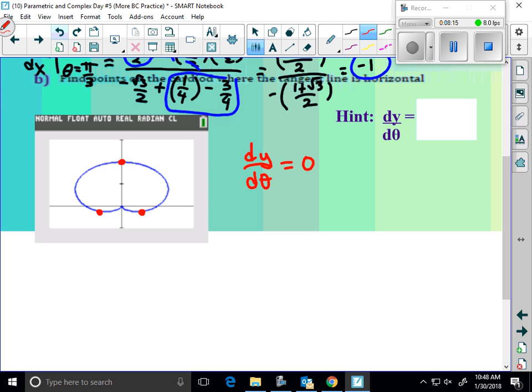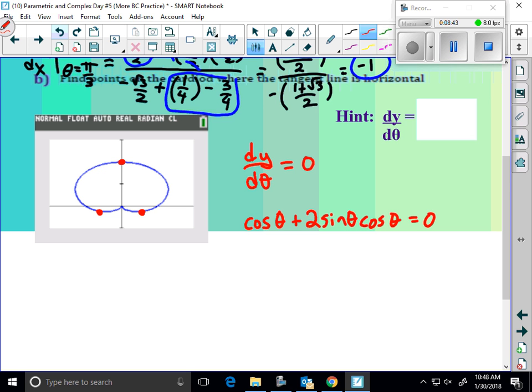Could somebody tell me what I had for dy d theta? The function from above: cosine theta plus 2 sine theta cosine theta. I want to know, and this was kind of like a final exam question, some of you are like, what am I supposed to find? You're going to find theta.